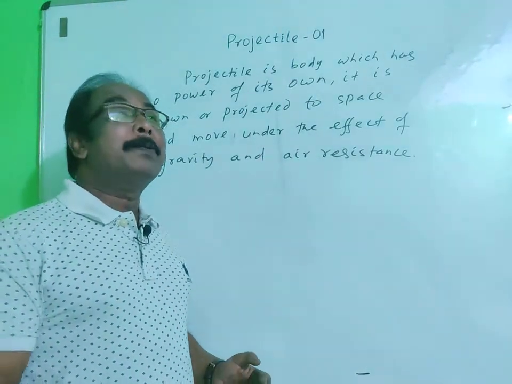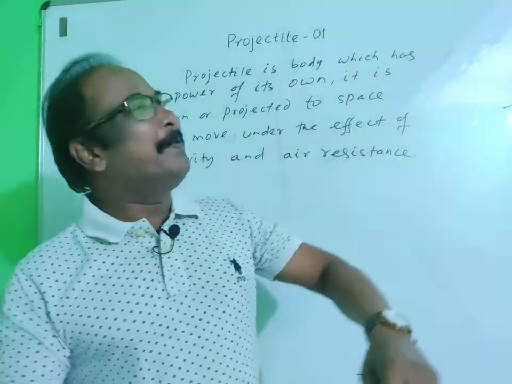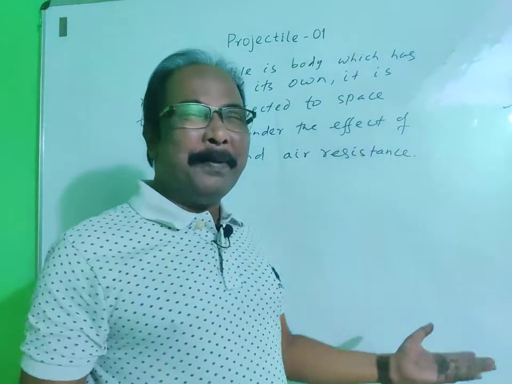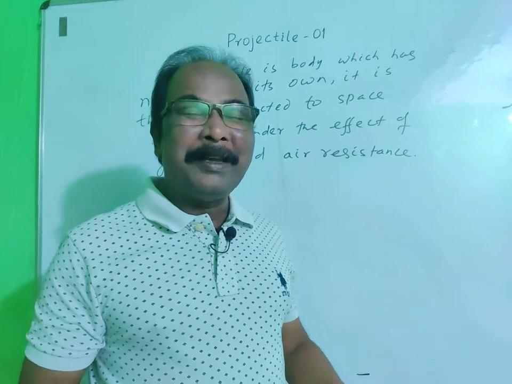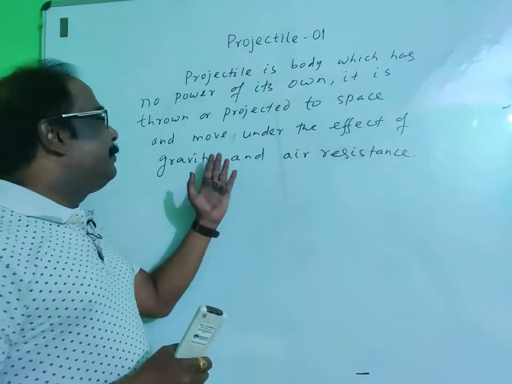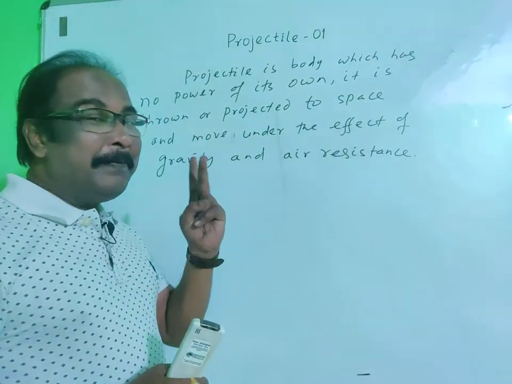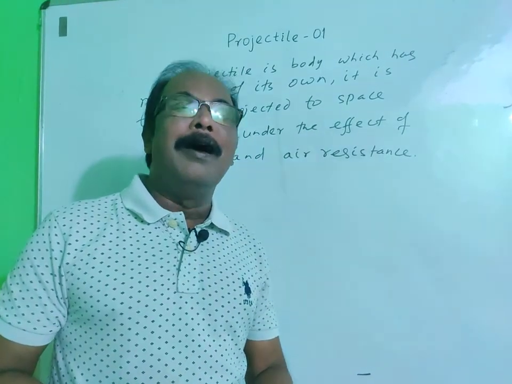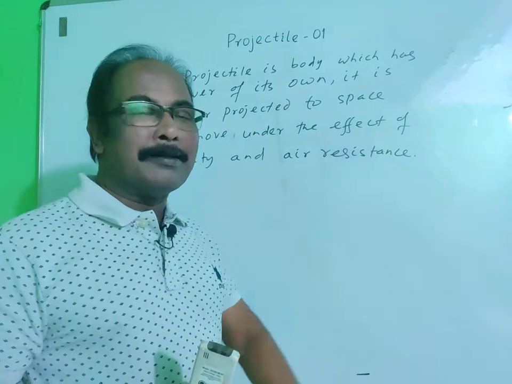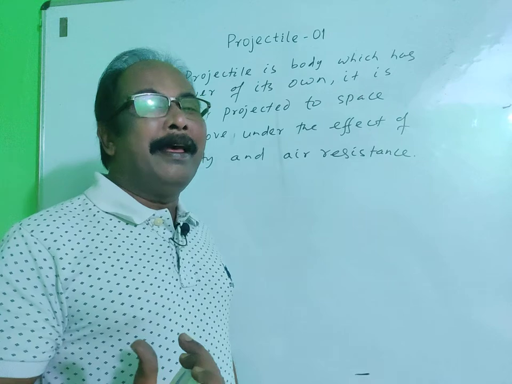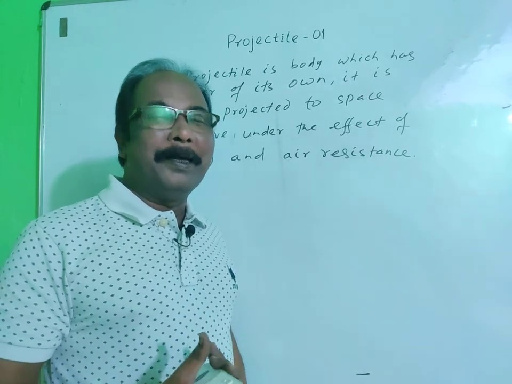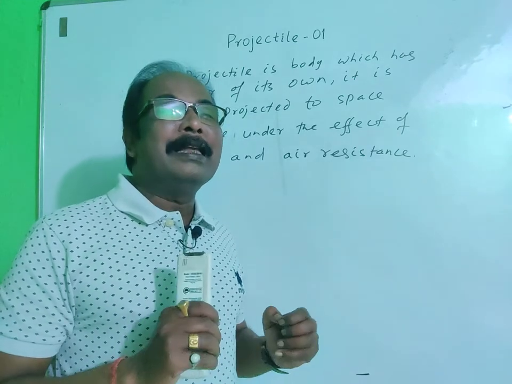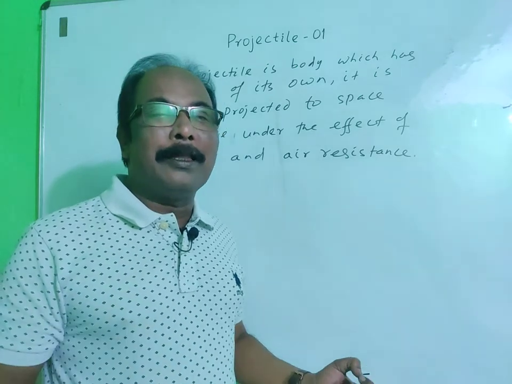And when a body moves in space, either you may throw it at an angle with the horizontal, or you may throw it horizontally. Whatever the angle of projection, it must be projected to space. When a body moves in space, there are two effects on the body. Gravity pulls the body vertically downward, and viscous resistance, meaning air resistance. If you are moving in air, by two-wheeler or four-wheeler, or running, air opposes your motion. So air resistance is also called fluid resistance or viscous force.